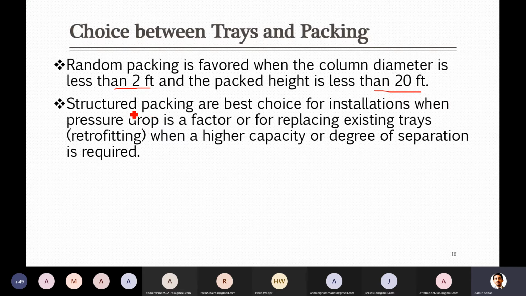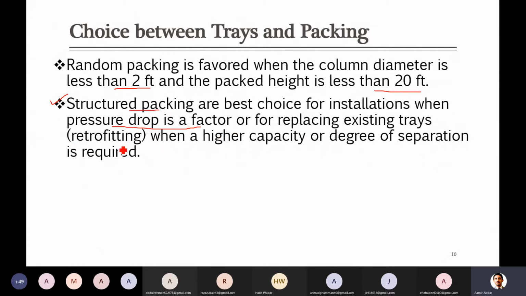Because you have just seen that structured packing provides very low pressure drop. So if you want minimum pressure drop, the thing which favors you first among trays and packing is packing, and then among packings it is the structured packing which gives you the least pressure drop. Another condition in which you can use structured packing is for replacing existing trays. For example, a column which contains trays has to be replaced with packing, so it should be replaced with structured packing, and this is called retrofitting.